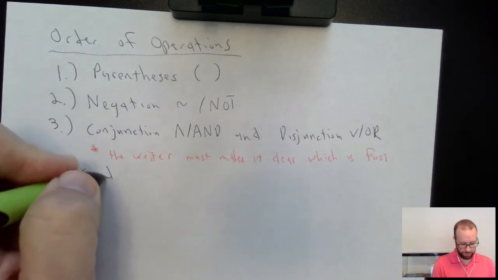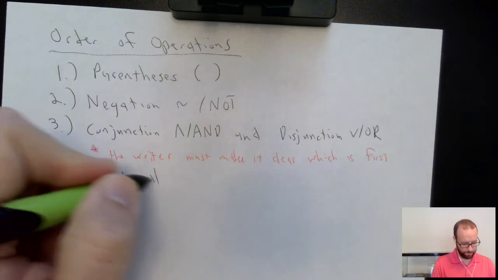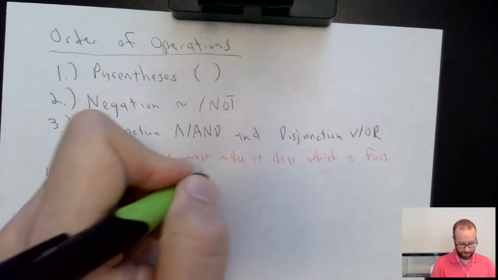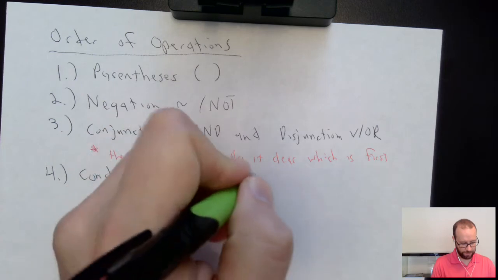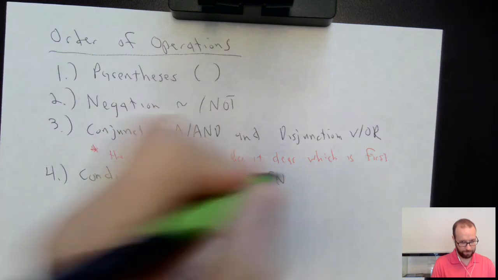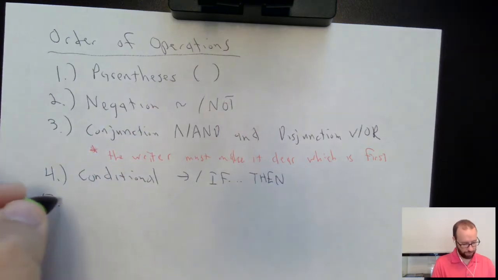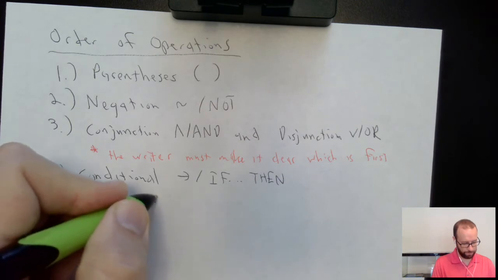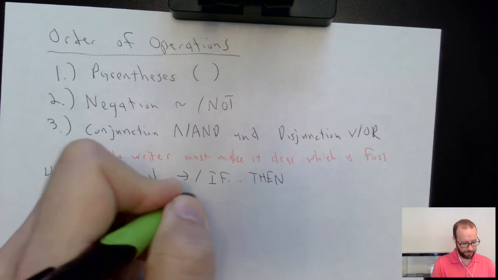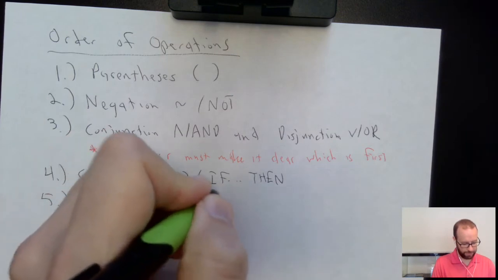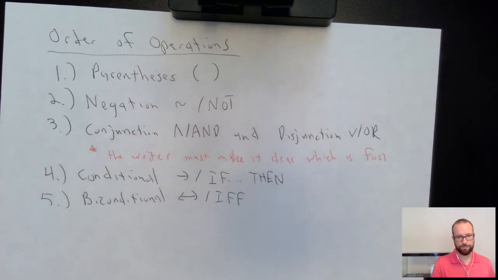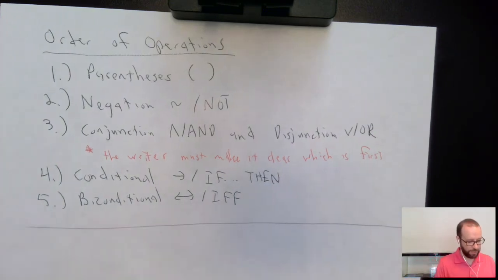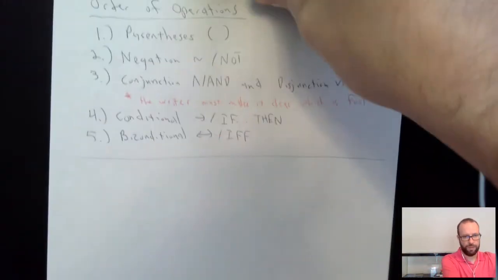Okay, number 4, the conditional, which is our arrow, and these are if-then statements. And last on our order of operations is going to be the biconditional. That is our arrow that points both directions, and this was if and only if. Okay, I want to practice using the order of operations just quickly here.